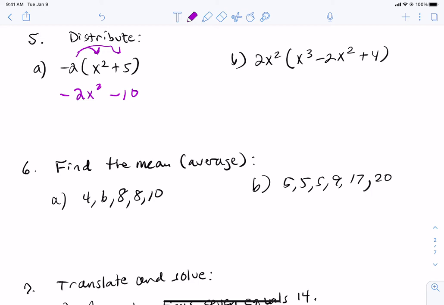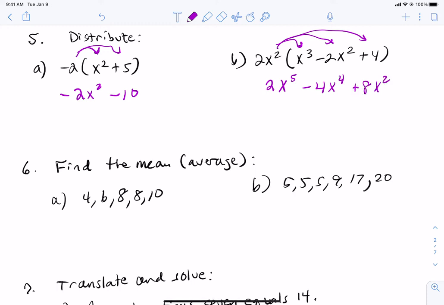Now for B, when we distribute the 2x squared, it's kind of the same procedure. We're going to take that 2x squared and distribute it. But please make sure what's going to happen. You're going to multiply by the 2. And exactly, each one of the x's, we're going to add an exponent of 2, because when the bases are like and you're multiplying, we add the exponents. So let's do that. This is going to be 2x to the 5th. See how we added those exponents? Minus 4x to the 4th. We added those exponents. And then finally 8x squared. We didn't have any, so it just stays an x squared.